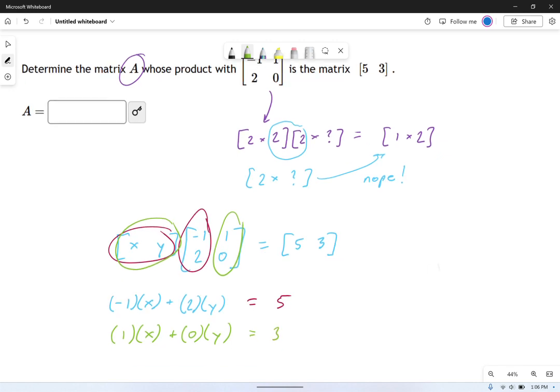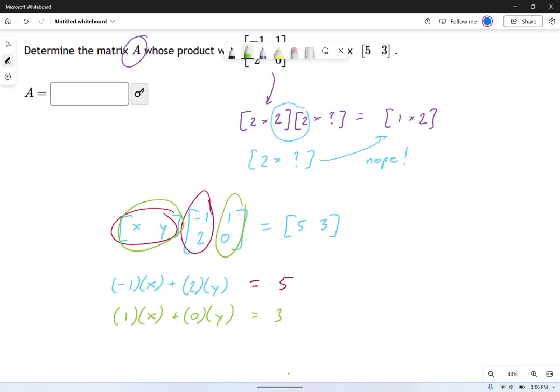This matrix multiplication was chosen so that one of these things would cross out nicely. You get a very easy solution, x equals 3. You plug that back into the equation up here, and you get the following: -3 plus 2y equals 5. That means 2y equals 8, which means y equals 4. That means the answer here is going to be this: [3, 4].